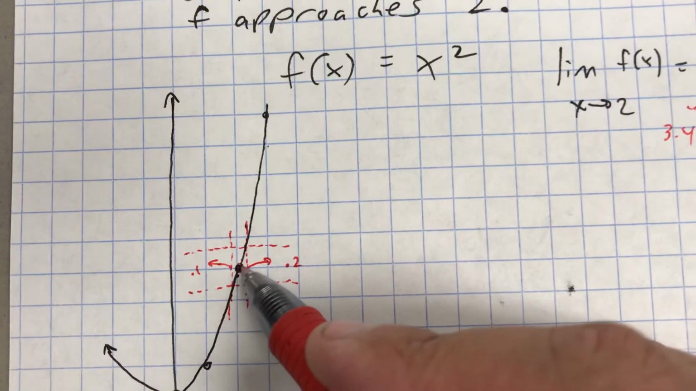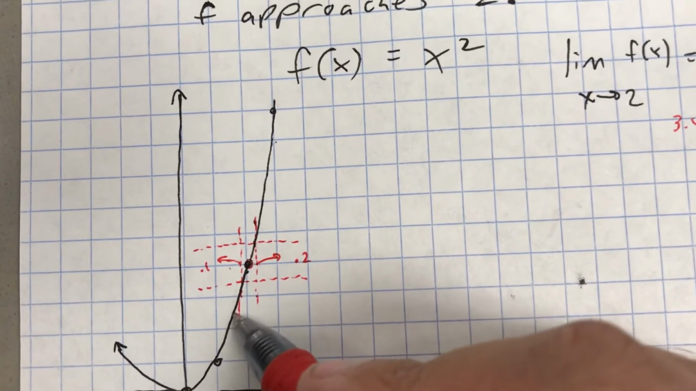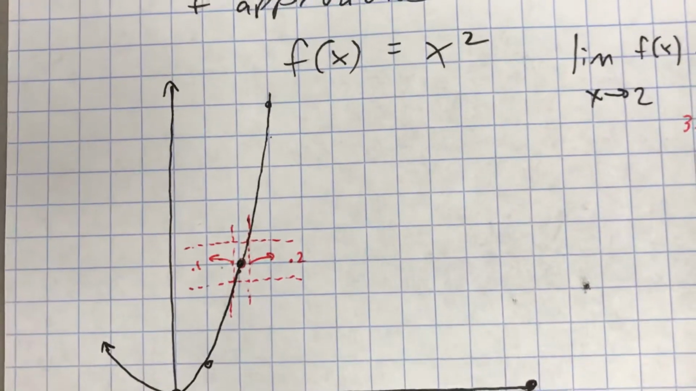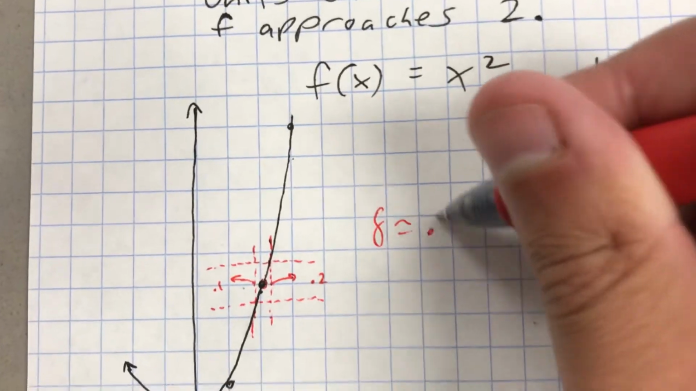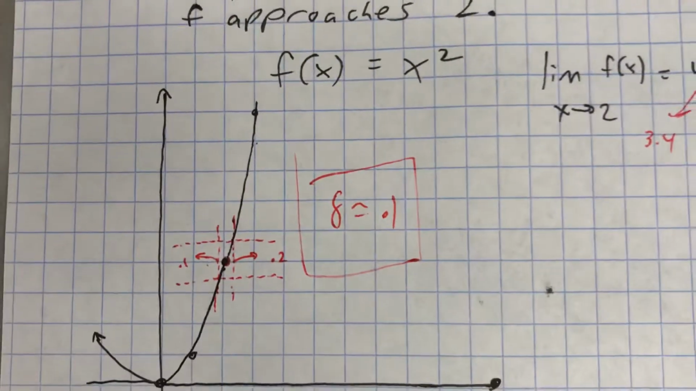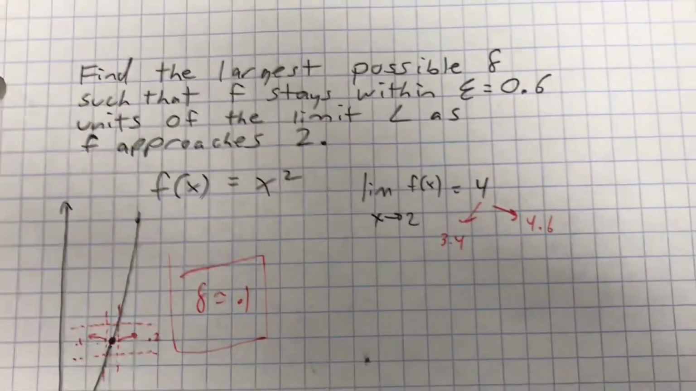If I go 0.2 to the right and 0.2 to the left, it's going to drop down here somewhere and it's going to be somewhere out of range. So you'll always want the smaller delta value of the two. In this one, we're looking at a delta value of about 0.1. Okay? Now, you can also solve this algebraically.